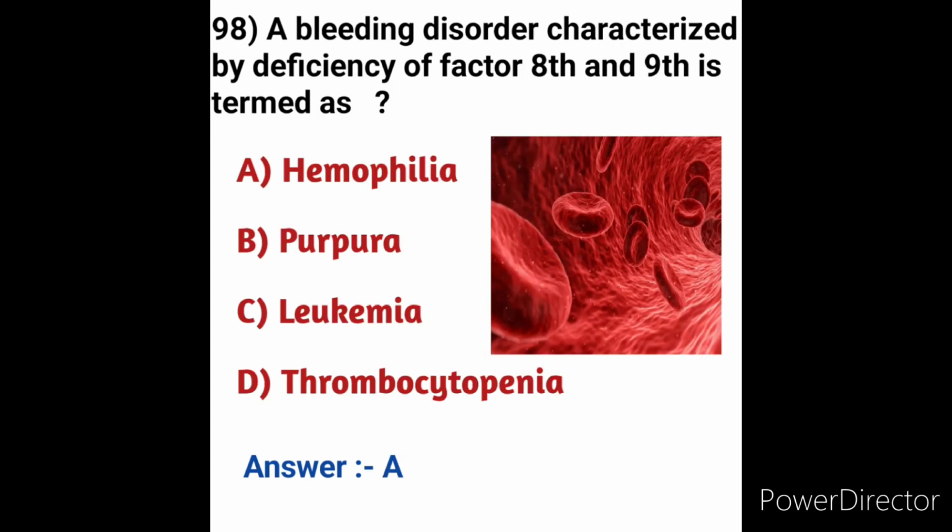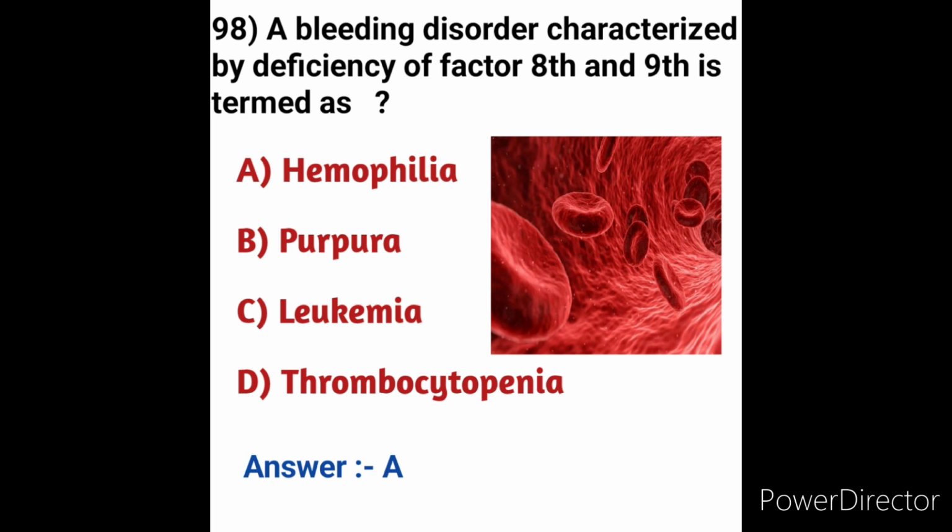A bleeding disorder characterized by deficiency of factor 8 and 9 is termed? The deficiency of factor 8 and 9 bleeding disorder is known as? We will see the options here. Option A hemophilia, option B purpura, option C leukemia, option D thrombocytopenia.